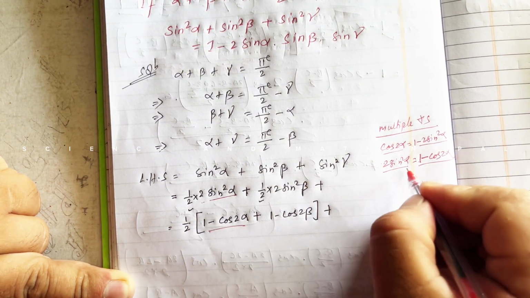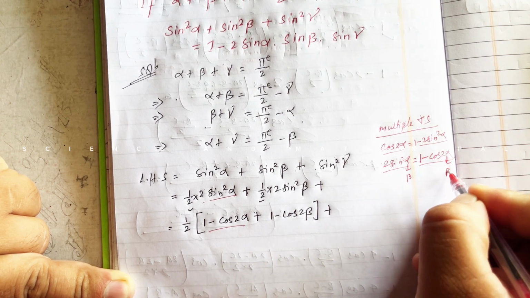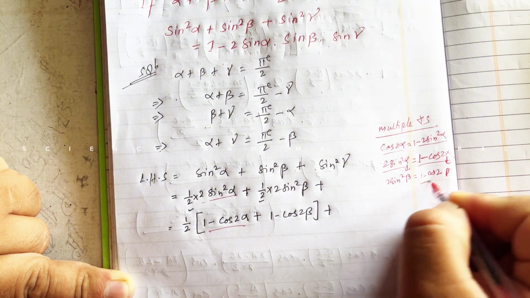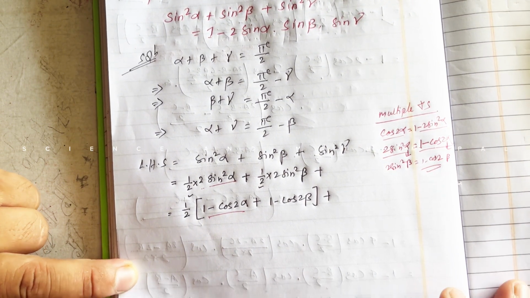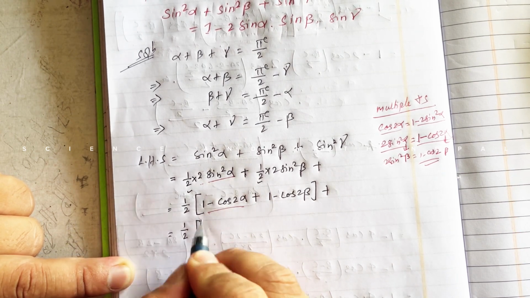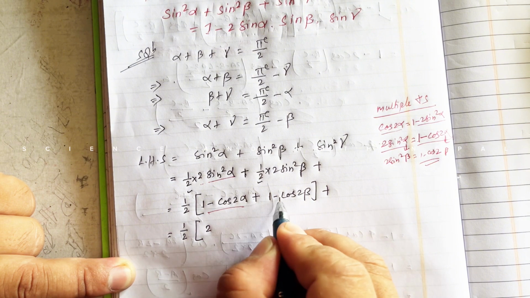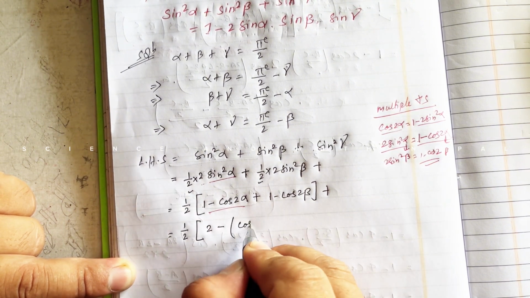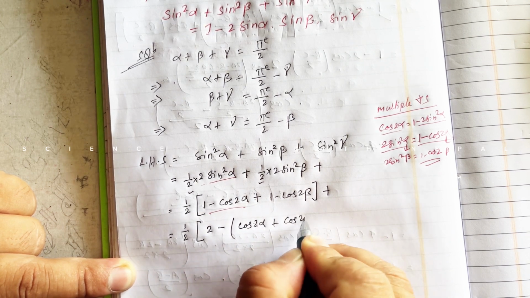In the same way, if alpha is replaced by beta, then we get 2 sin square beta equals 1 minus cos 2 beta. Okay, this is the multiple angle formula. Further, 1 by 2 same as it is. 1 plus 1 is 2. We have minus cos 2 alpha minus cos 2 beta. If minus is taken common, inside the bracket we get cos 2 alpha plus cos 2 beta.